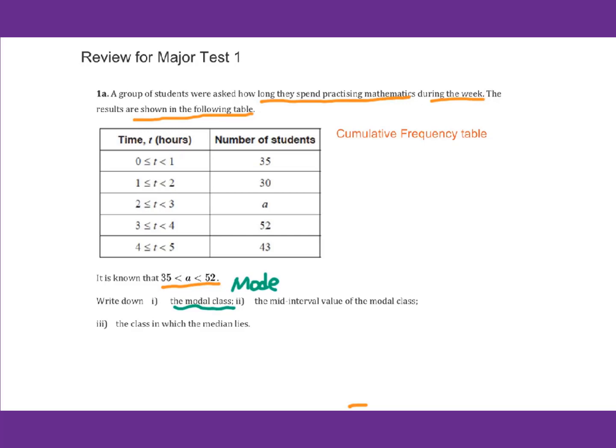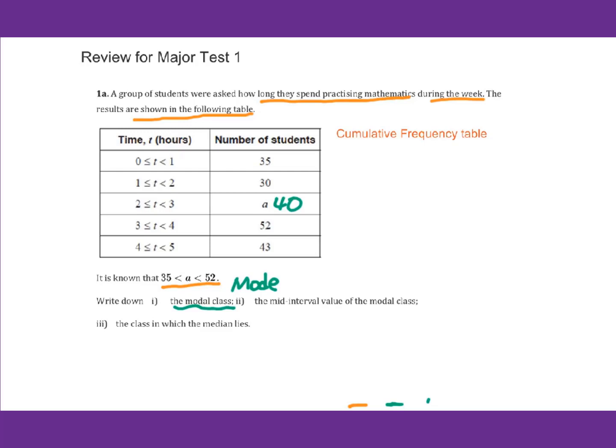They said A is between 35 to 52. You just pick any number between 35 to 52, it works. You can do like 40. Yeah, I use 40. You can pick any number. Do not pick 35. Do not pick 52. Any number between these two, like 38, 42, 50, doesn't matter. It always works.